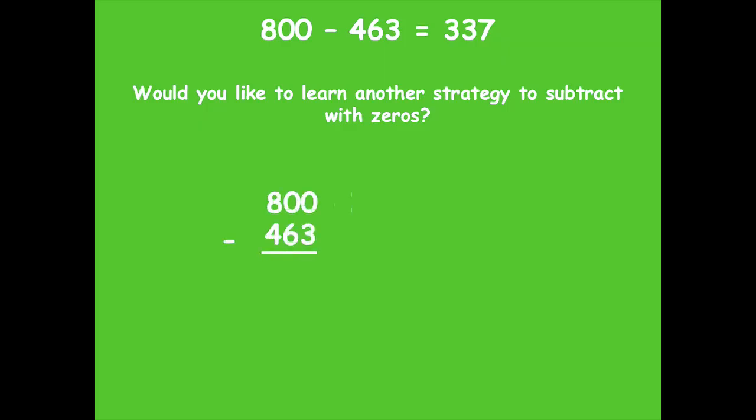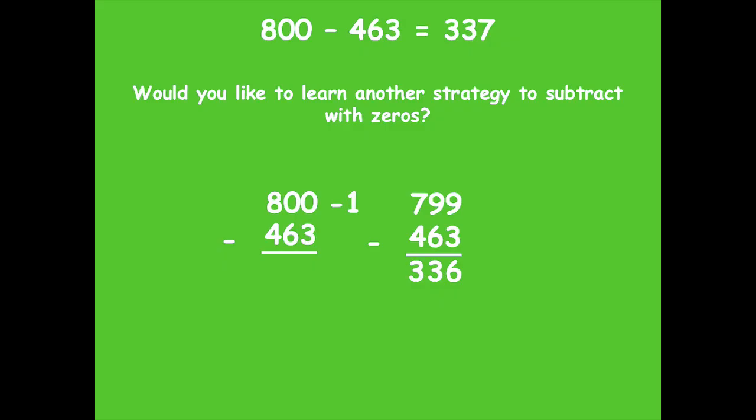So we're going to take 800 and I'm going to subtract 1 from 800. That turns into 799, right? Then I'm just going to move this over, 463. Now I don't have to decompose any more in this problem. So 9 minus 3 is 6, 9 minus 6 is 3, and 7 minus 4 is 3.